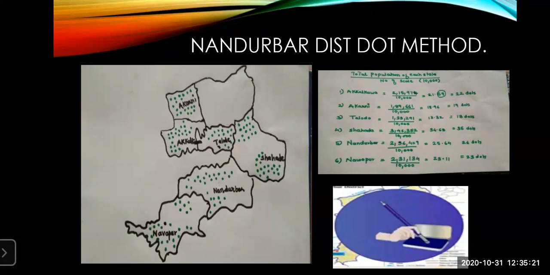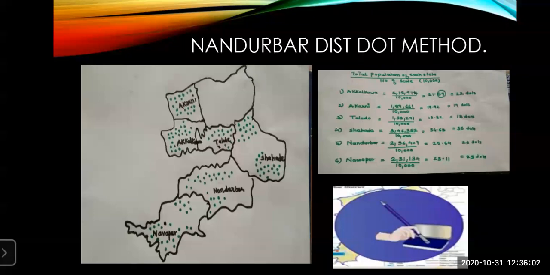Now Akrani, what is the population over here? It is 1,89,661. This population, you're going to directly divide by 10,000. When you divide 1,89,661 by 10,000, you will get 18.96. Now again the same case. This 96 is greater than 50, so the 18 you're going to consider as 19 dots.